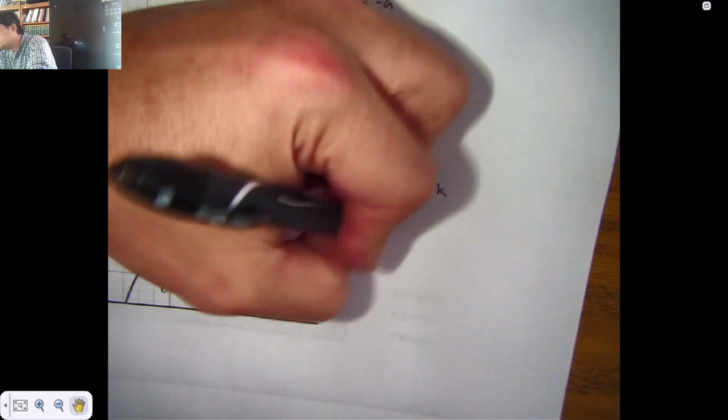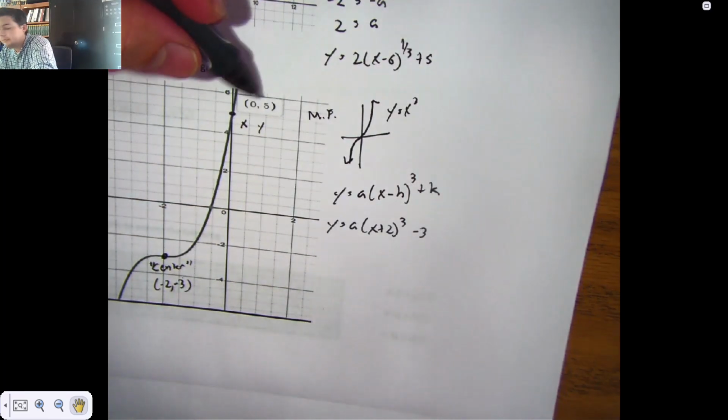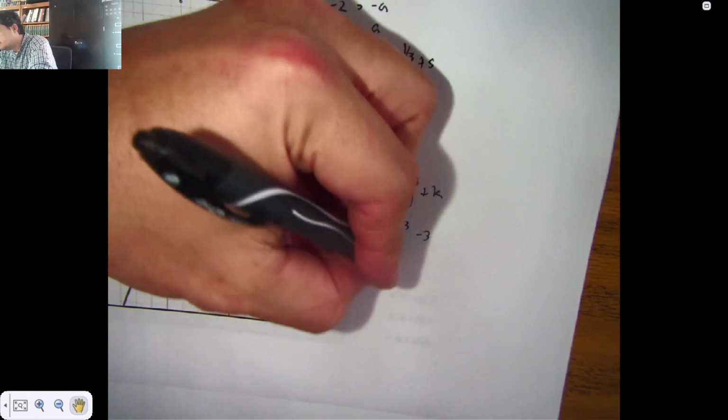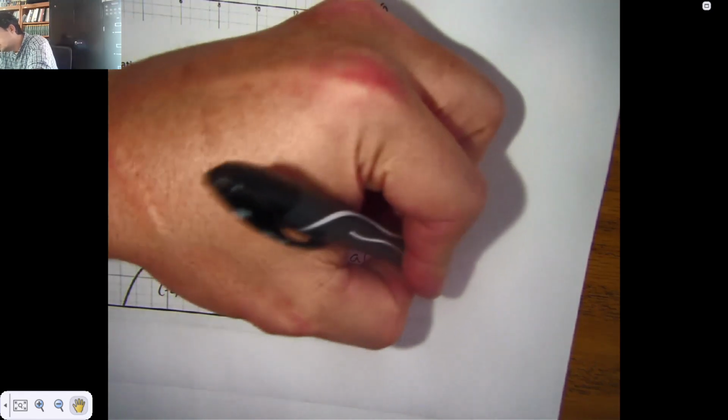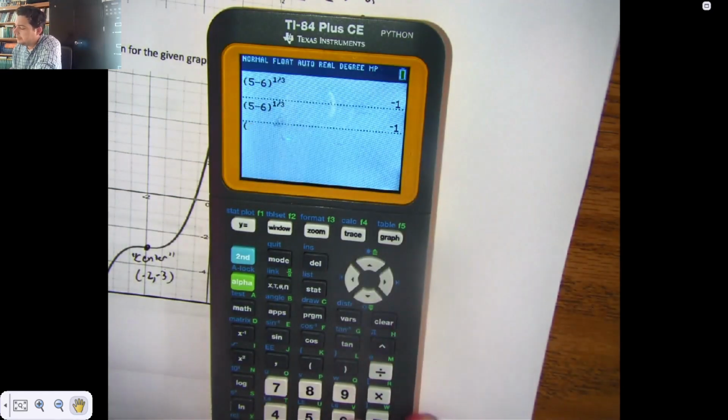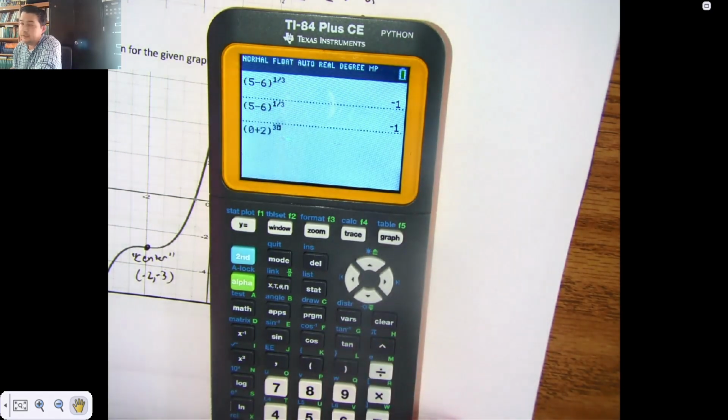So I'm going to plug in my center first. If I take away a -2, I'm +2, down 3. Then I'm going to plug in 0, 5. Y is 5 and x is 0. And I'm going to figure out what this is. Okay, if I don't know what 0 plus 2 is, God help me. If I don't know what 0 plus 2 cubed is, God help me a little more. But on test day, you're not supposed to worry about that. It's 8.